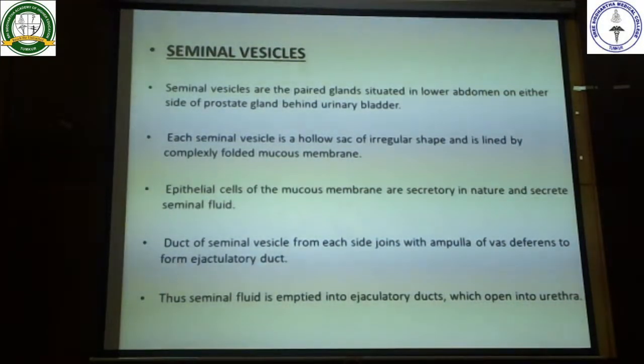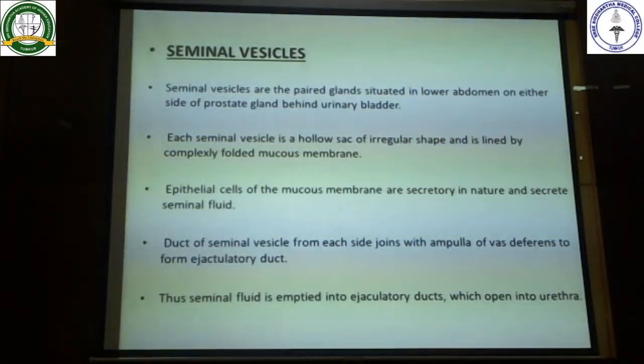So next, coming to the accessory organs of the male reproductive system, that is the seminal vesicles. So seminal vesicles are again a pair. They are paired glands situated in the lower abdomen on either side of the prostate gland. So prostate gland is one and seminal vesicles are two in number. They are situated on either side of the prostate gland, behind the urinary bladder.